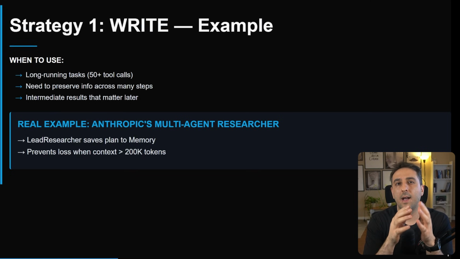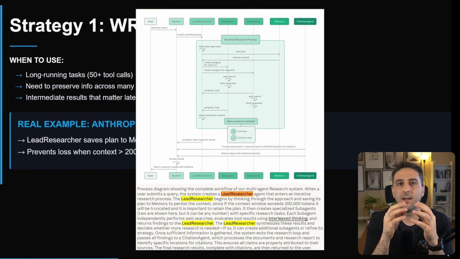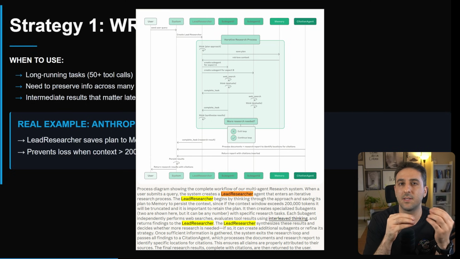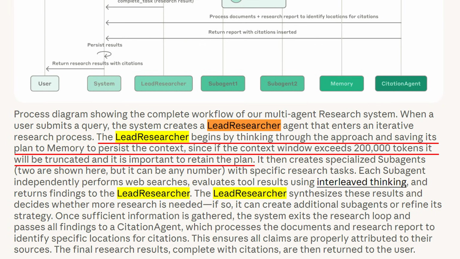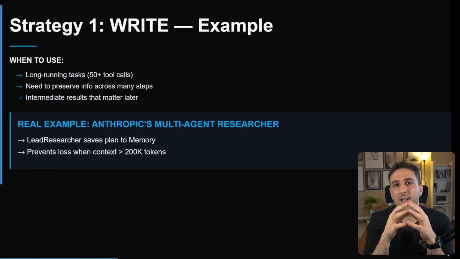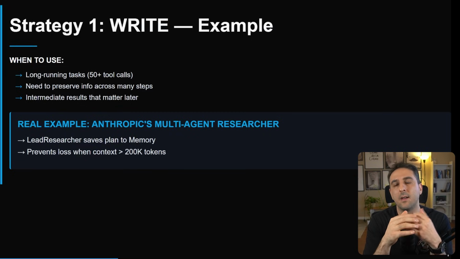For example, Anthropic's multi-agent researcher system uses a component called the lead researcher. Before it starts delegating work to other agents, it writes its plan to external memory. Why? Because if the context window exceeds the threshold, it gets truncated. Without that external memory, the plan gets lost and the whole system falls apart. With an external memory, the agent writes once, retrieves when needed, and keeps going.